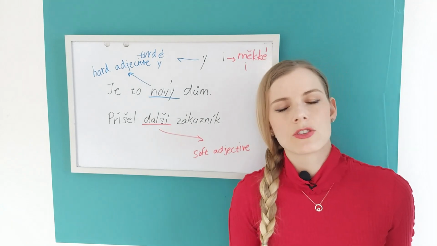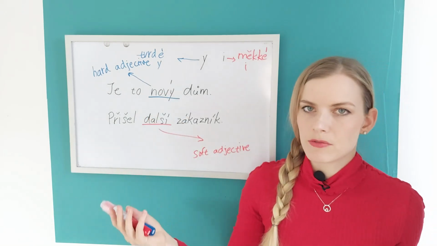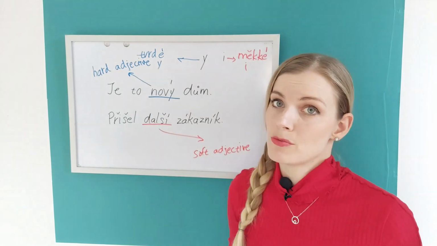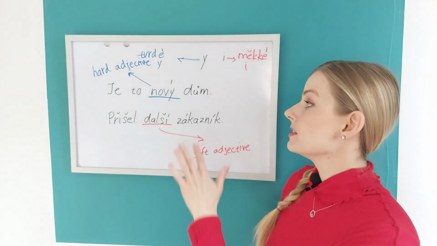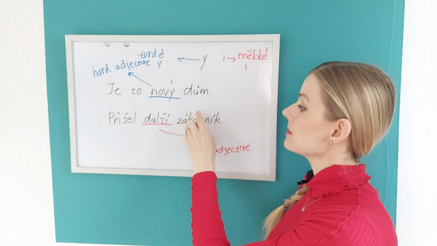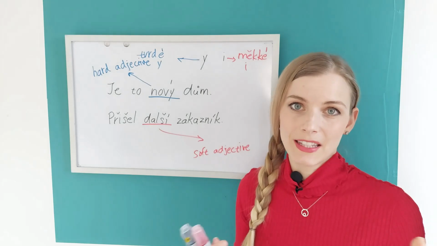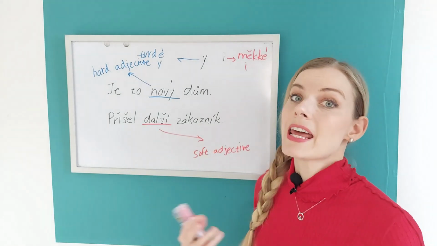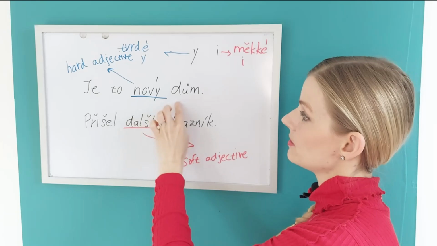What is this information good for, besides knowing which I to write in the base form? This adjective acts differently from this one when we use it with different words that have different genders. Both of these are masculine. Dům is masculine, inanimate, it's not living. Zákazník, a client, a customer, is masculine animate because it's a person. First, let's take a look at hard adjectives and how they change.